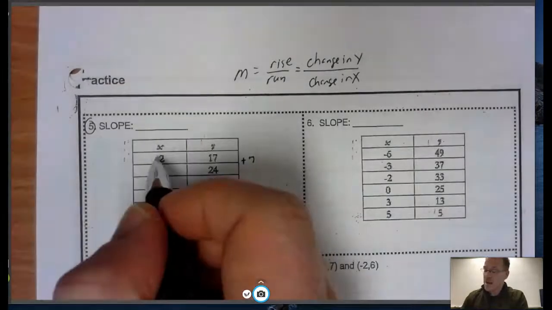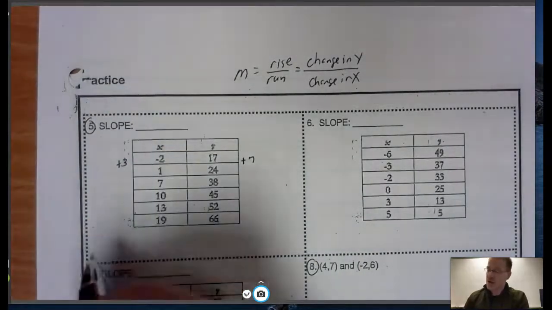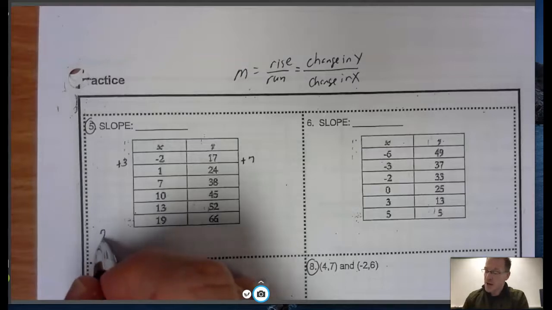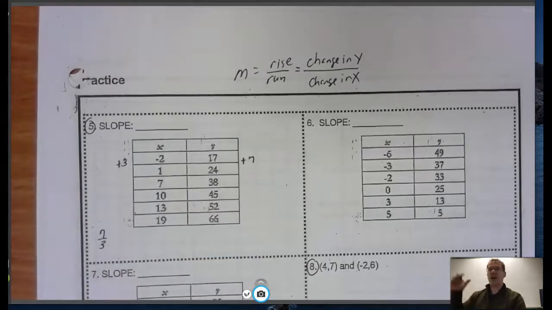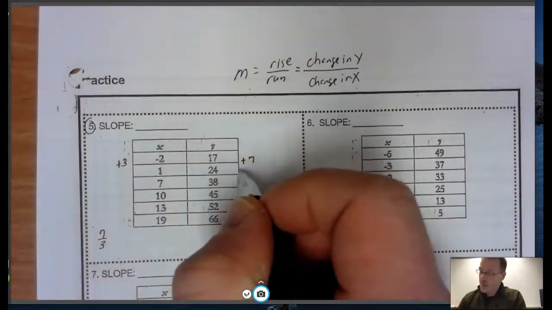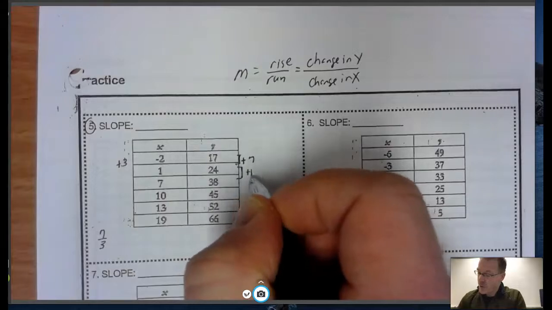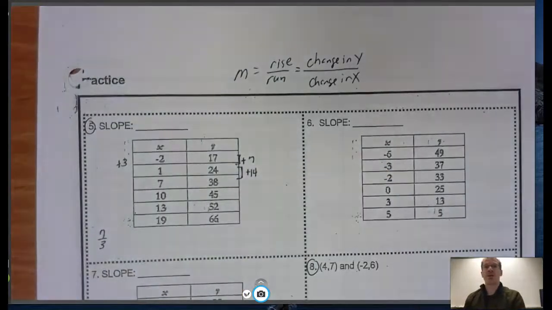And then when I go from negative 2 to 1, I go up 3. So my first rate of change is 7 to 3. So remember, change in y to change in x. Well, notice what happens on my next change here. When I go from 24 to 38, this time I go up 14. So it looks like it's going to be something different.